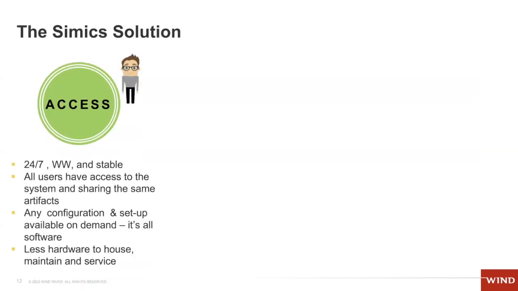So let's take a deeper dive into the solution itself. As I mentioned, solving the access problem with the 24/7 worldwide available and stable test lab is a very powerful capability. Everybody has access to the system and they're all sharing the same artifacts. Configuration and setup is very simple, at least compared to physical hardware. I could have one virtual platform that represents the first variant that I want to test. And rather than having to have a second dedicated piece of hardware, I could simply reboot the virtual platform with different parameters or stand up another virtual platform to represent the second variant. It's all software, so setup and configuration is simple, and I have nothing to RMA if the hardware goes wrong.